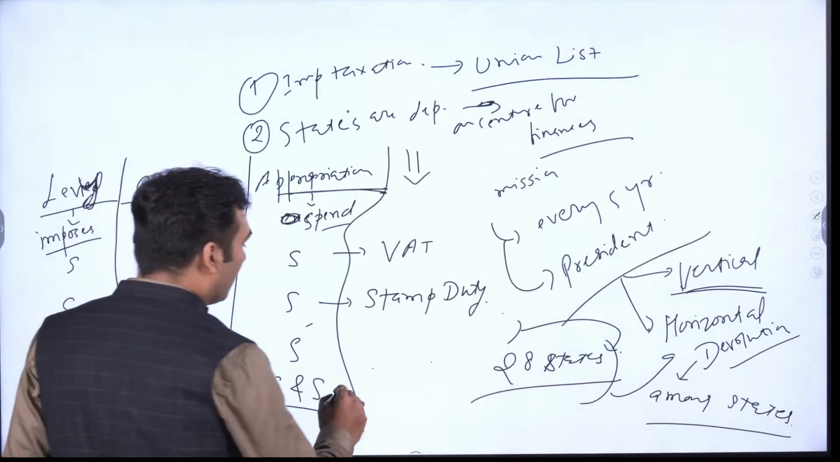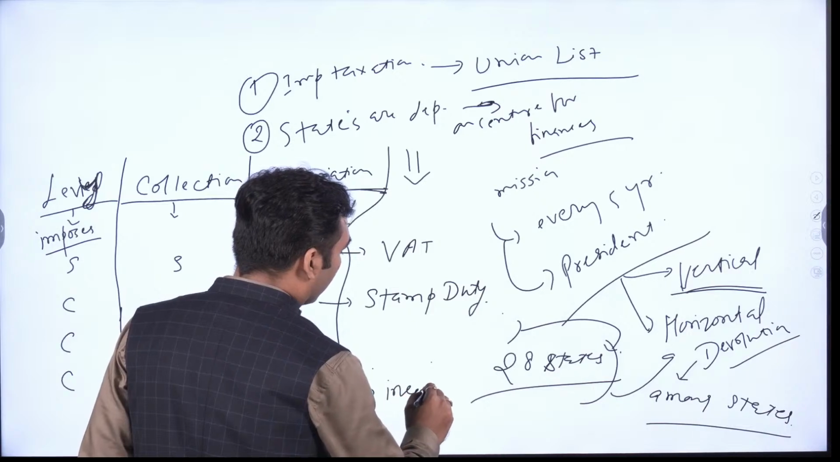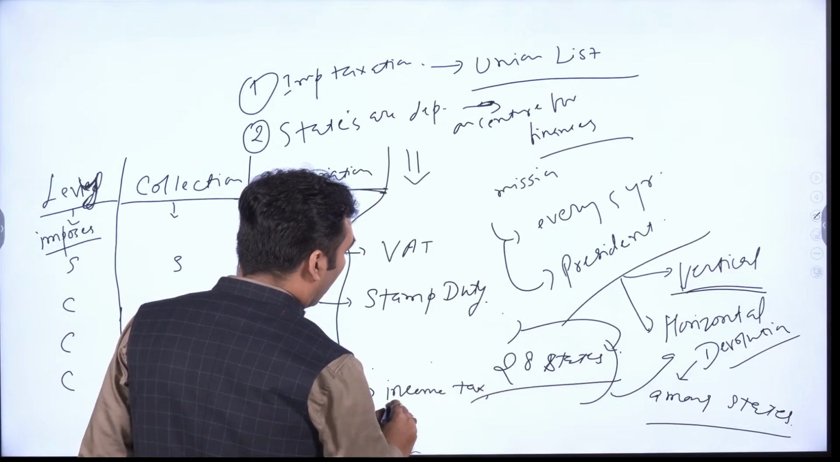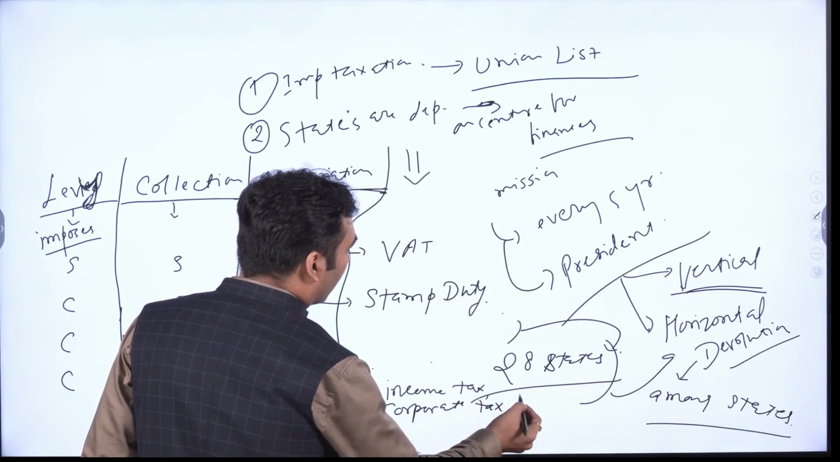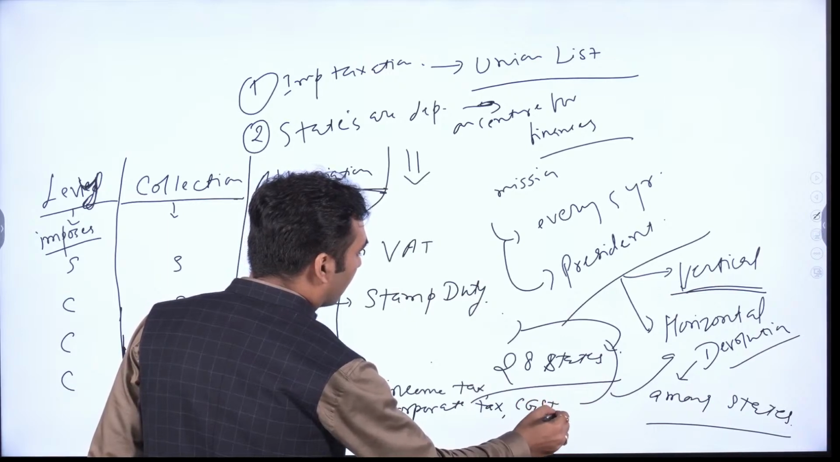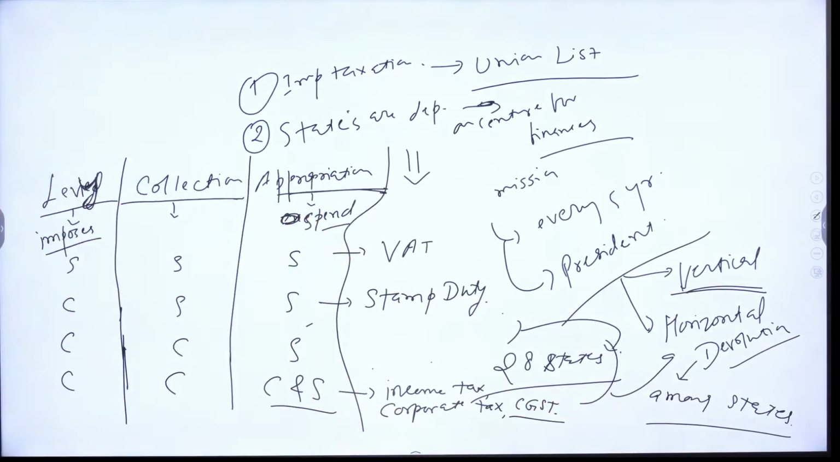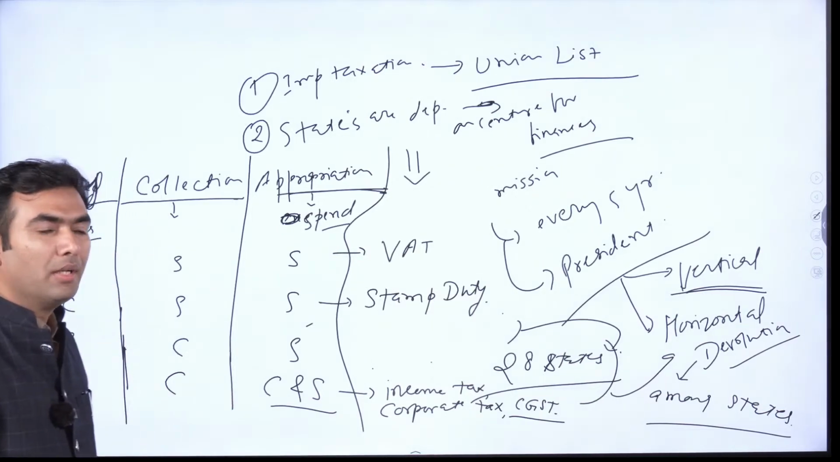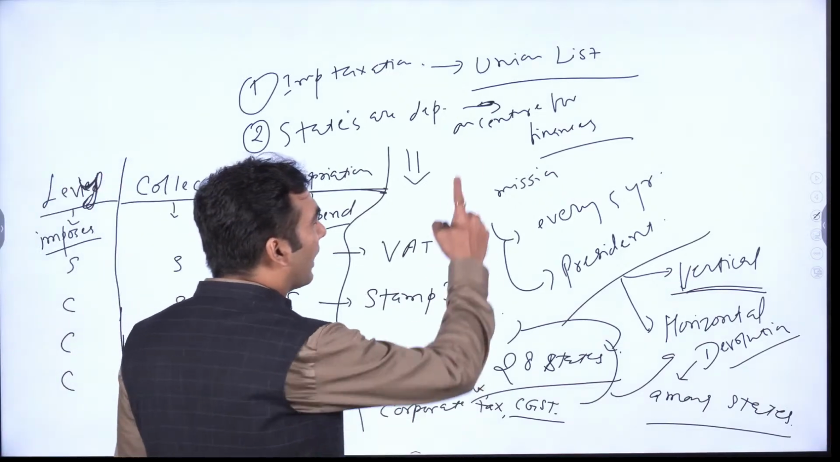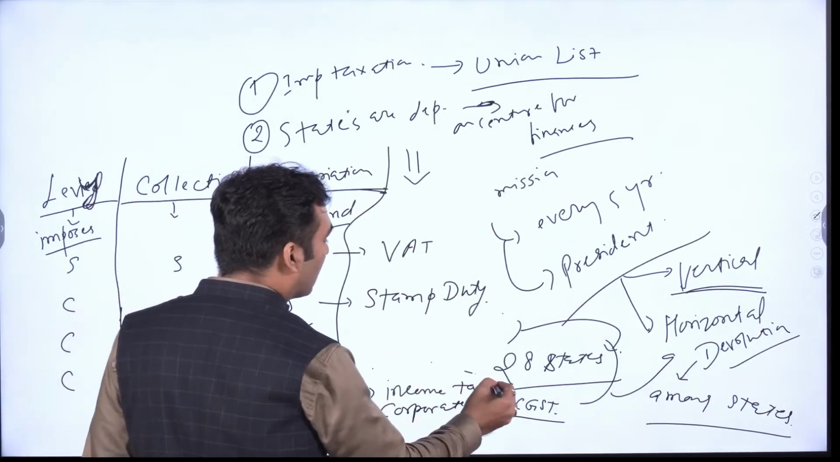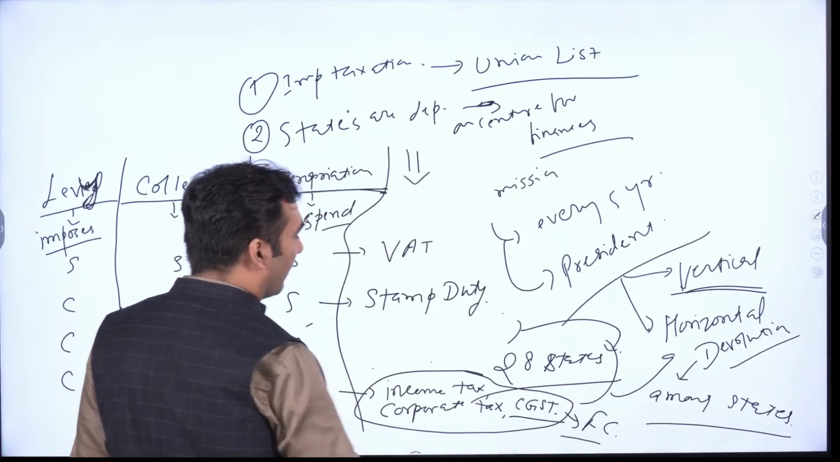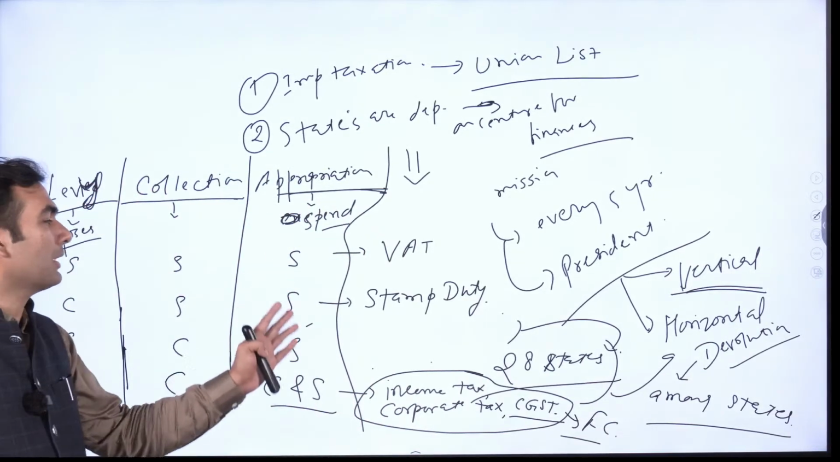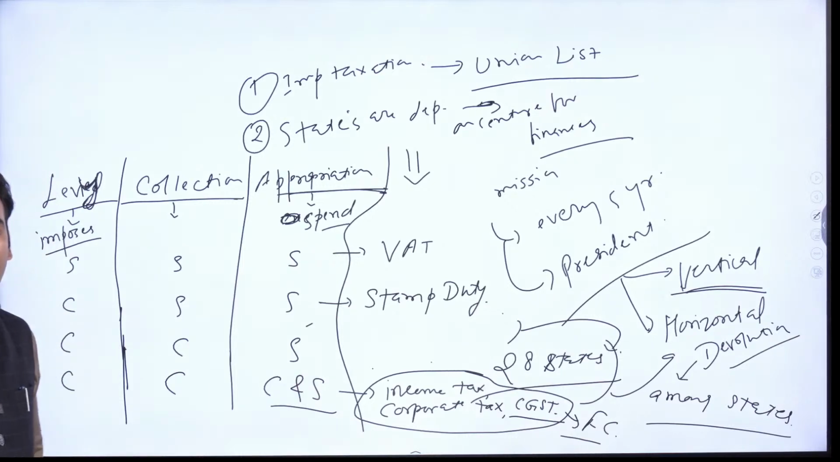In this category comes income tax, corporate tax, CGST. So this is something which is distributed among center and state. When we are talking about this Finance Commission, we are referring to this category of taxes. The Finance Commission comes into the picture for them. The tax money which is going directly to the states is not being bothered by the Finance Commission.